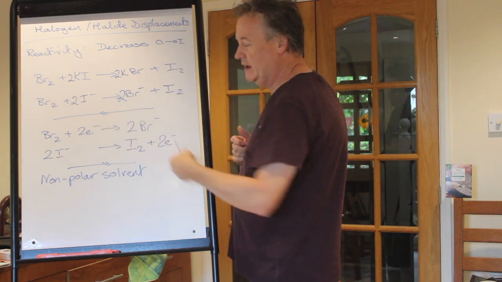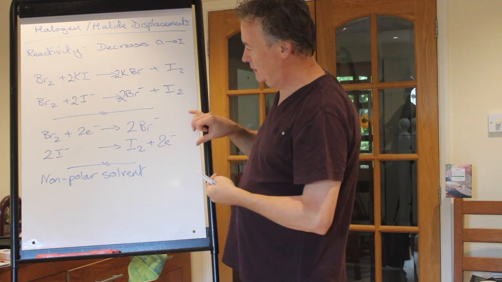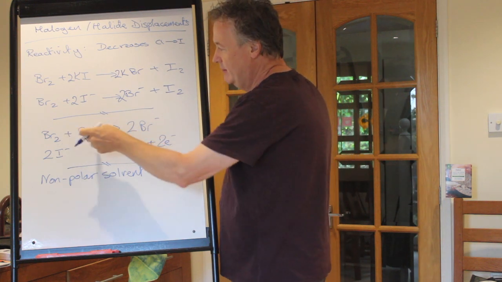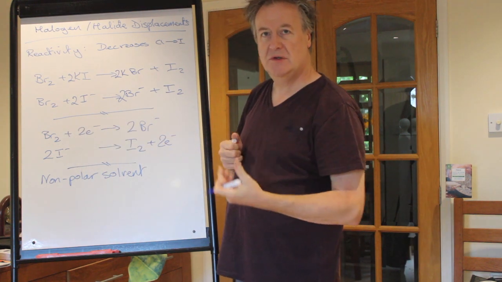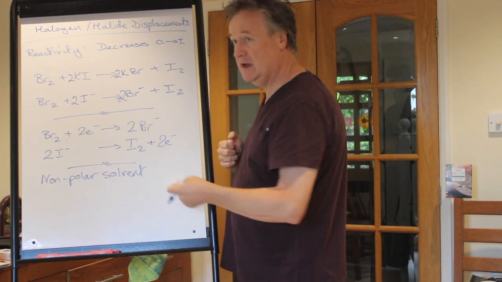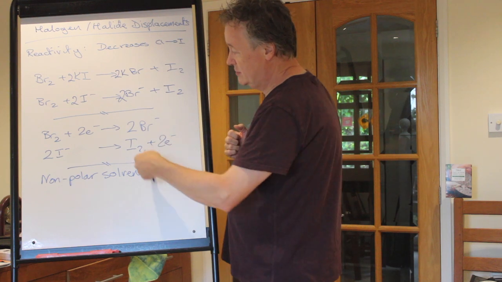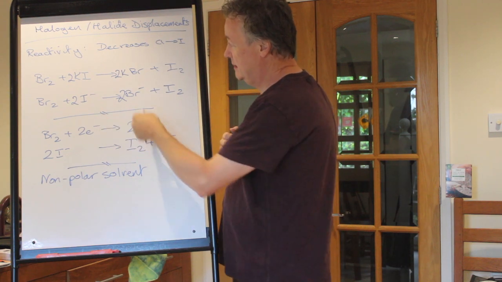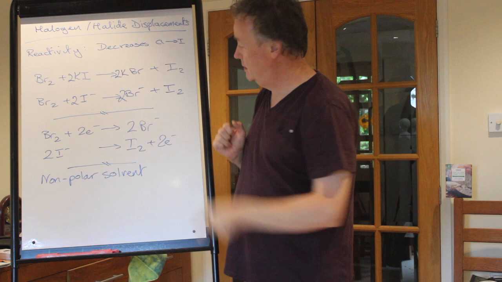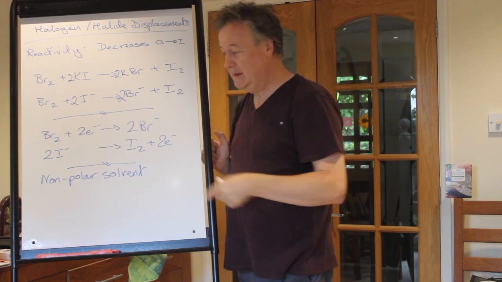Now, also, it is a combination of these two half equations. Bromine being more reactive will take in electrons. It will force the iodide ions to release the electrons, and therefore you sum those two together, the electrons cancel out and you get that equation that is here.